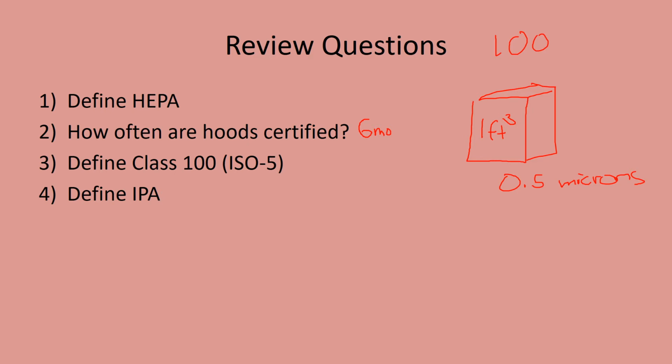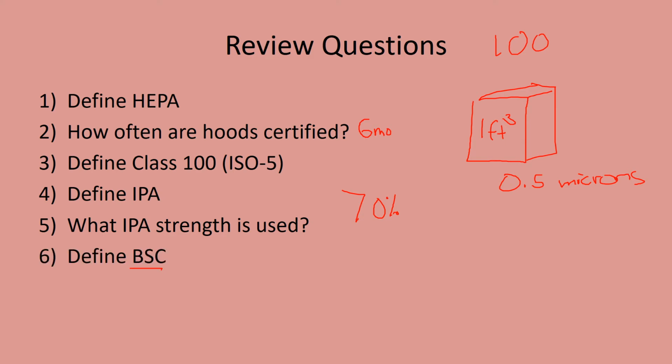IPA, that's rubbing alcohol, isopropyl alcohol. And that's what we use to clean the hoods. The strength we use gives us the appropriate evaporation time to kill and sanitize. That's 70%, just like normal rubbing alcohol. For chemo, we need a biological safety cabinet.